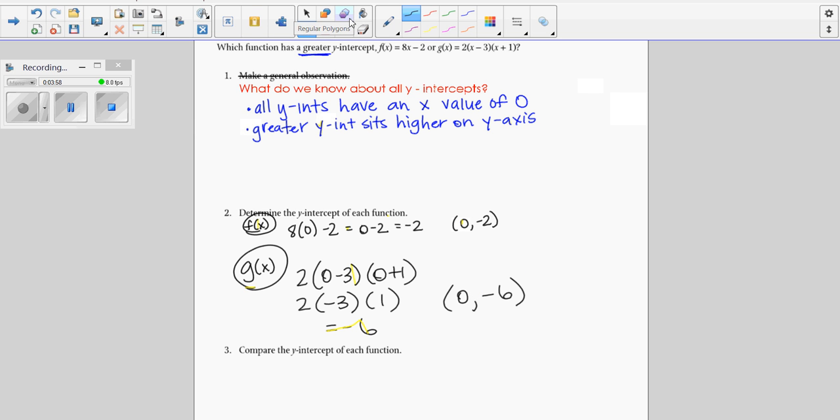So here, when it says compare the y-intercept of each function, remember they were asking for the greater y-intercept. So which one would sit higher on the y-axis? f of x has the greater y-intercept. All right, so that's how you do it with y-intercepts.